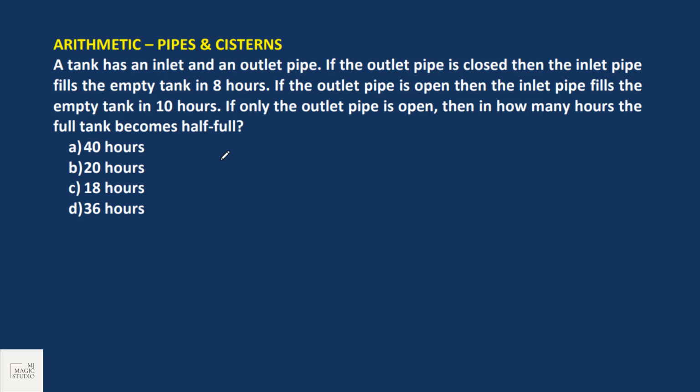A tank has an inlet and an outlet pipe. If the outlet pipe is closed, then the inlet pipe fills the empty tank in 8 hours. Inlet pipe can complete the work in 8 hours. If the outlet pipe is open, then the inlet pipe fills the empty tank in 10 hours. That means A alone can do the work in 8 hours. A minus B, with the help of B, which is an outlet pipe, ironically, the time they will take is 10 hours.